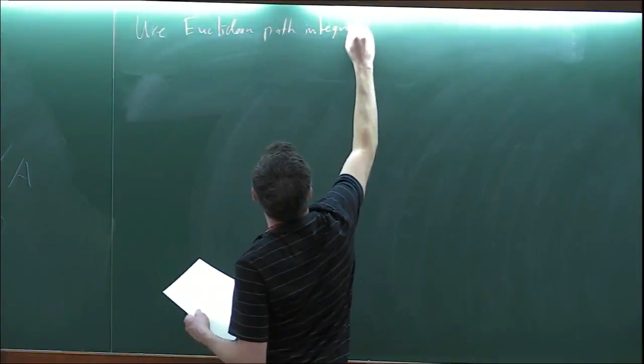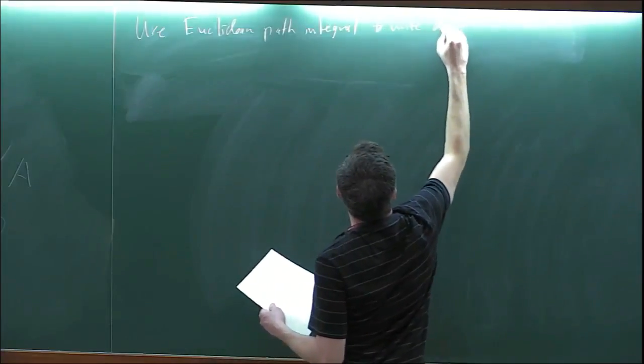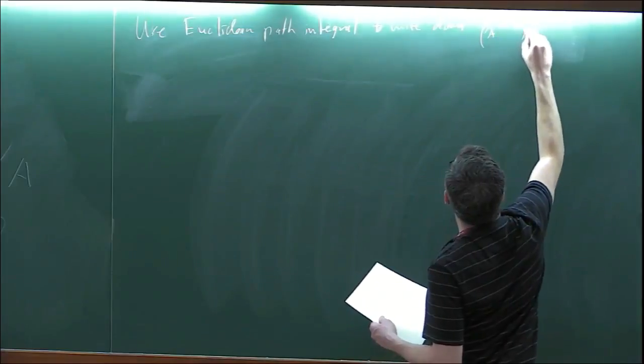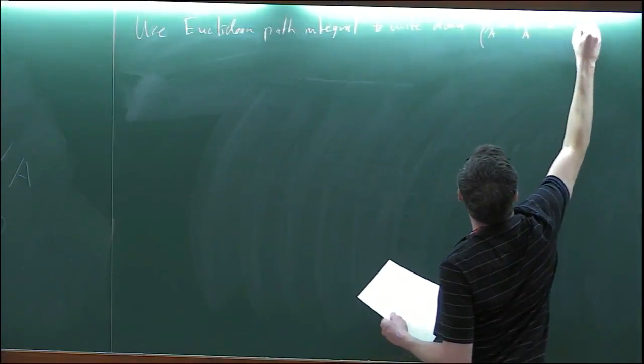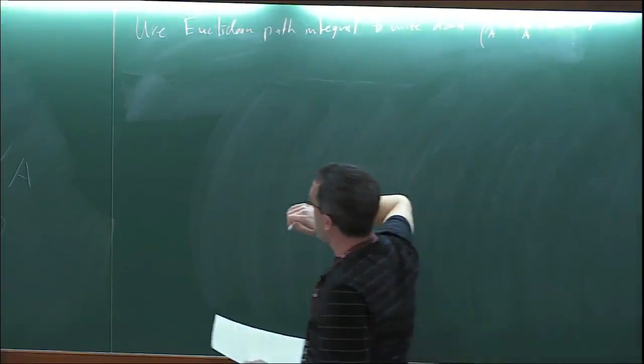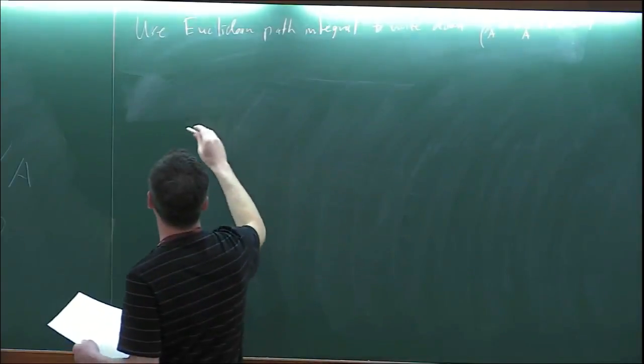Now remember, by definition, this is the trace over A bar of this. So first we need a description of the ground state. And there is, thankfully, a description of the ground state using the Euclidean path integral.